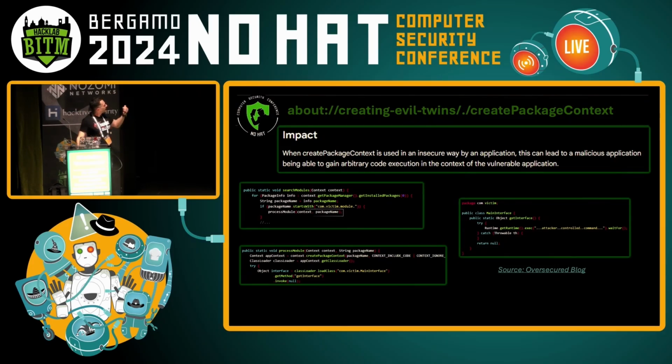And how this can be done, there is an example here. Imagine that we have the victim app on your left side, and this victim app uses createPackageContext with these flags that we said before, and then tries to load the class and invoke a specific method of this class. Now imagine that we have another app installed on the same device, whose only condition in this case is that its package name should start with com.victim.module. So now let's assume that this app has implemented the main interface in this way.